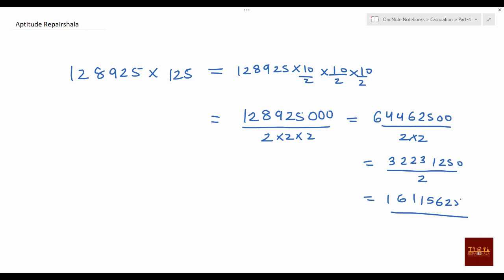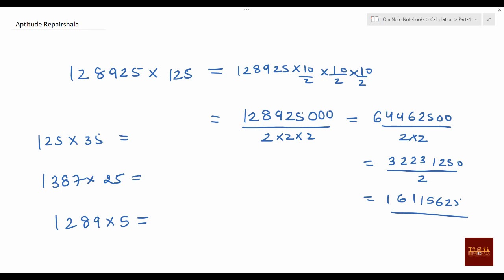Assume you have to multiply 6 digit into 3 digit, how much time it will take? But with this trick you can do it in 2-3 seconds, not more than that. So try these questions and comment your answer in the comment box: 125 into 35, 1387 into 25, and 1289 into 5. So this is all for today's lecture.